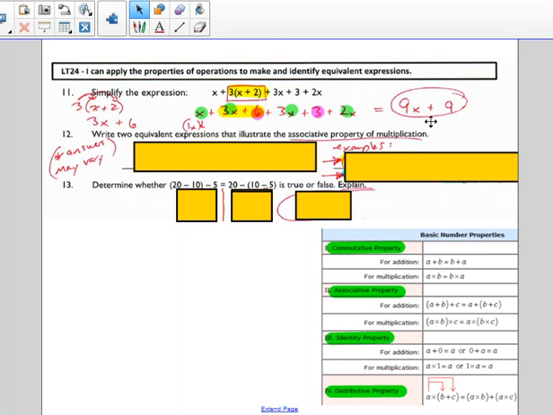I cannot add a constant with something that's different from it. And this has a variable here, so I can't combine those. And I can't go any further because I don't know x's value.